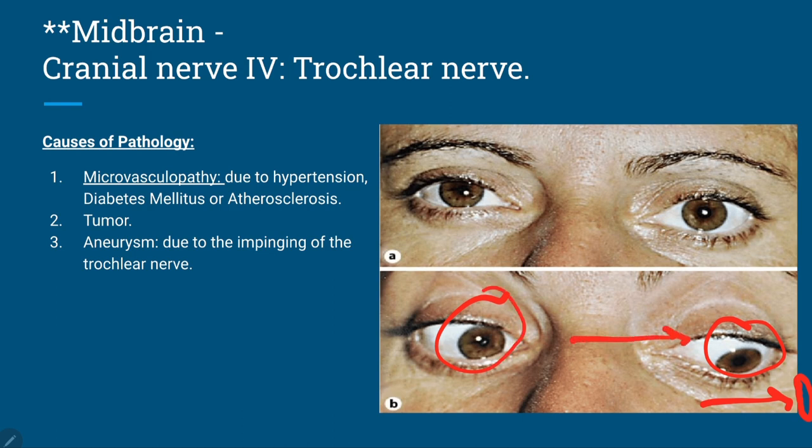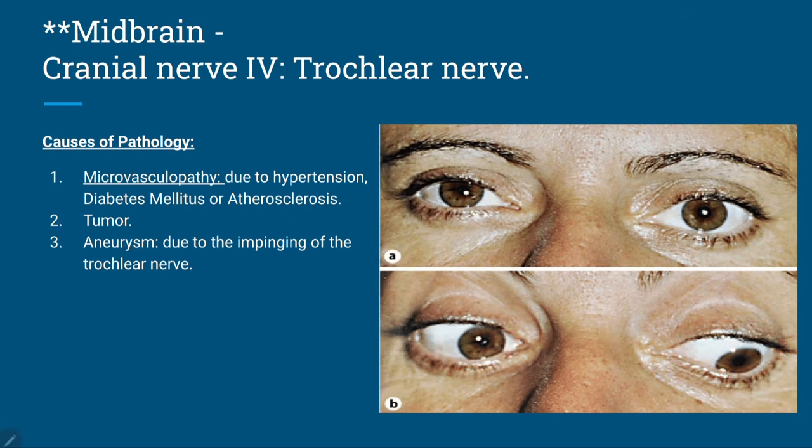So what are the causes of the pathology? Number one is the microvasculopathy, which is due to hypertension, diabetes mellitus, and atherosclerosis. Then of course we have the tumor, and finally we have the aneurysm. We already discussed what an aneurysm will do. So this is the artery with the aneurysm, and the nerve happens to be there, and when the aneurysm impinges upon the nerve, in this case the trochlear nerve, this will cause the palsy, and this will cause the pathology in the trochlear nerve.